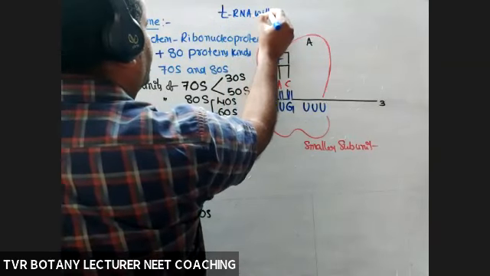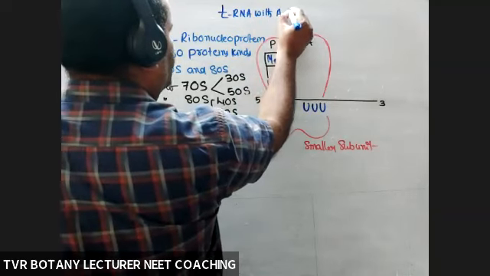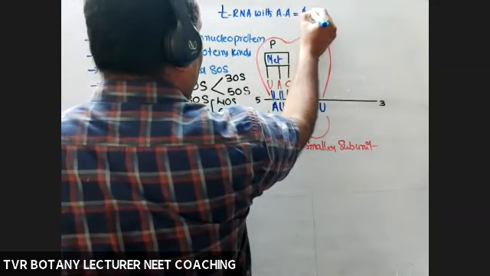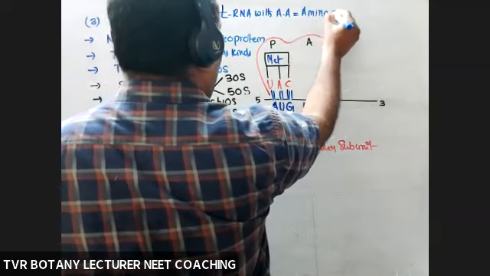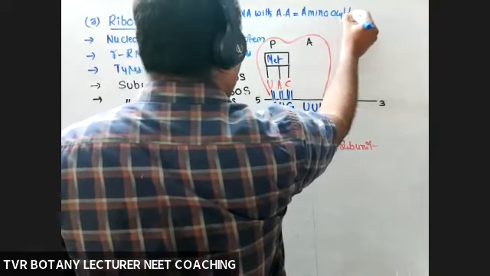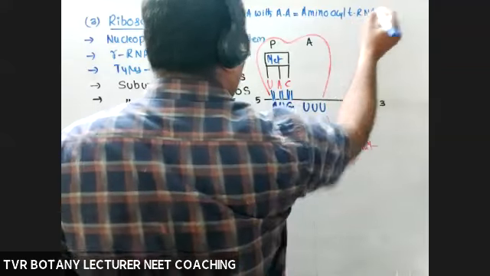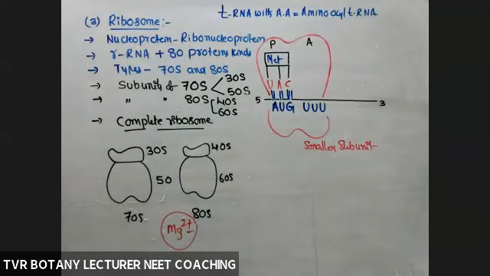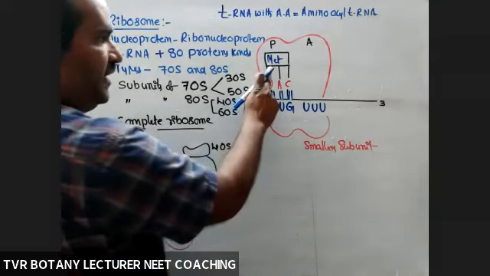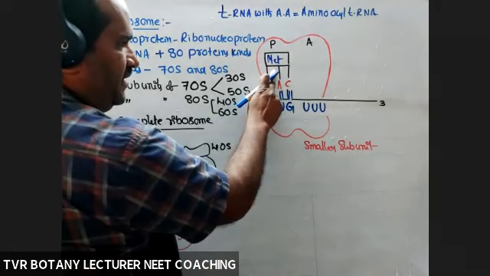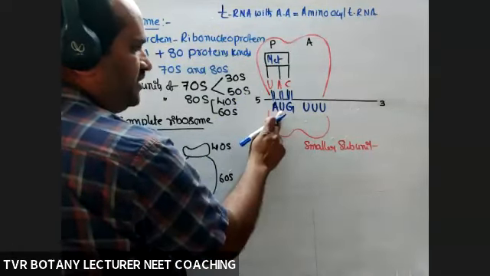amino acid. AA, amino acid, is amino acyl tRNA. A tRNA with an amino acid is called amino acyl tRNA, loaded with an amino acid, charged with one amino acid. What is the duty of a tRNA molecule? Transportation of amino acid. It is the carrier of amino acid. So this is the first amino acyl tRNA. First amino acyl tRNA, reason: AUG is the starting codon.